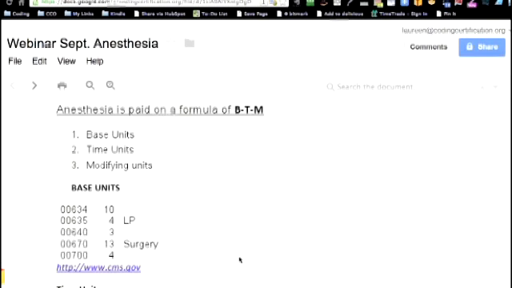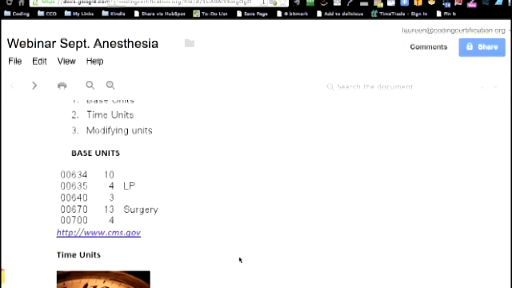It just so happened that 00635 has a base unit of 4. That's for a lumbar puncture. It's a relatively simple procedure, they're just sticking a needle in your back. Then you go to 00670. That is the code for open surgery on the spine. Say they're going to put plates or rods on your spine because you have scoliosis or something like that. That's the code for that.